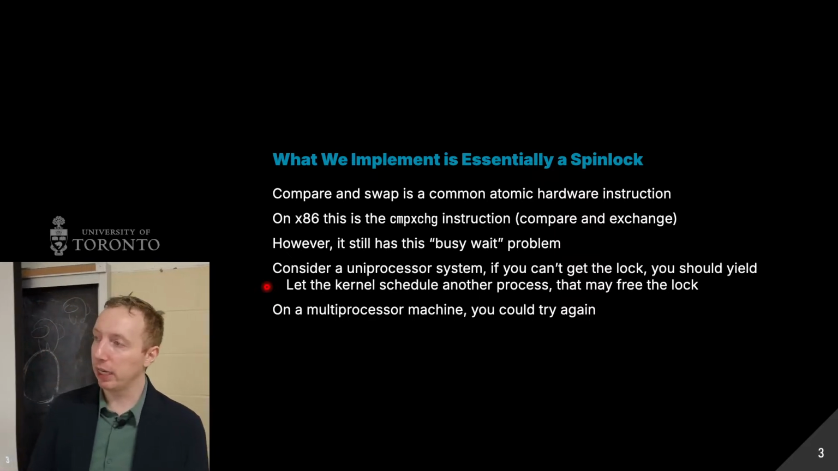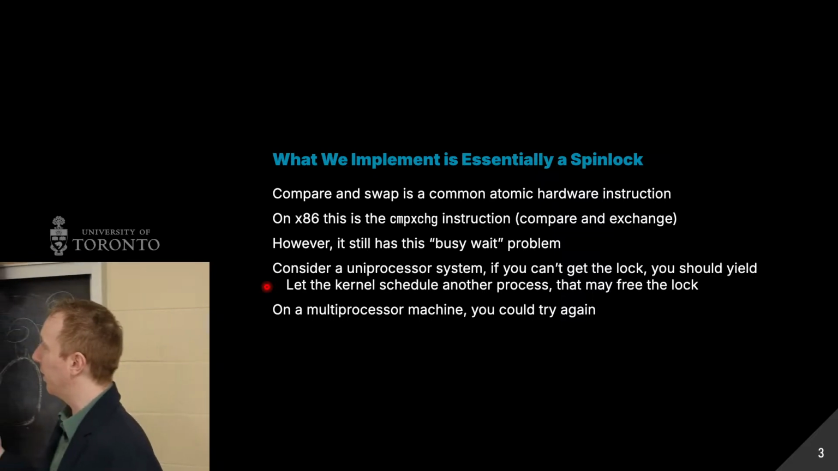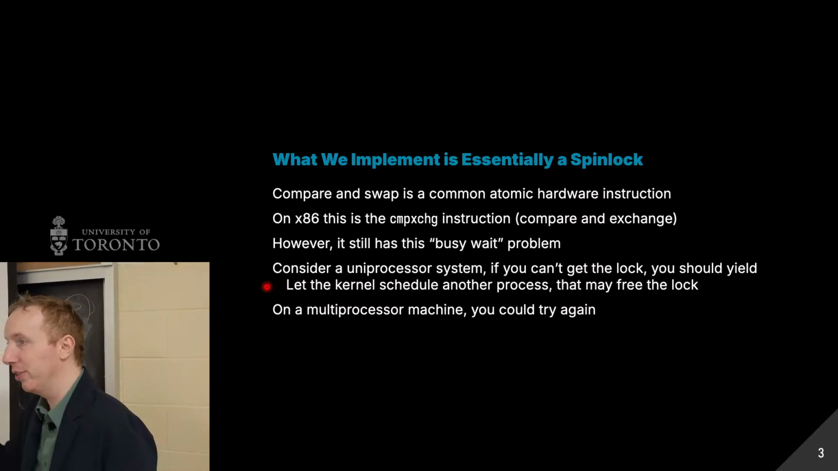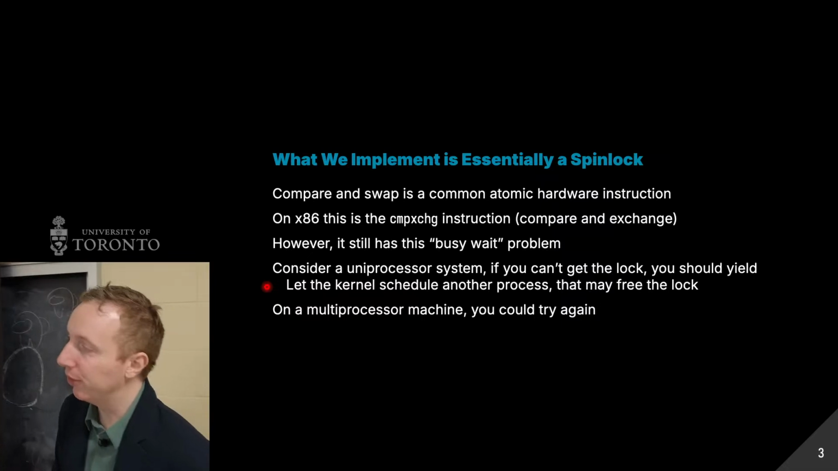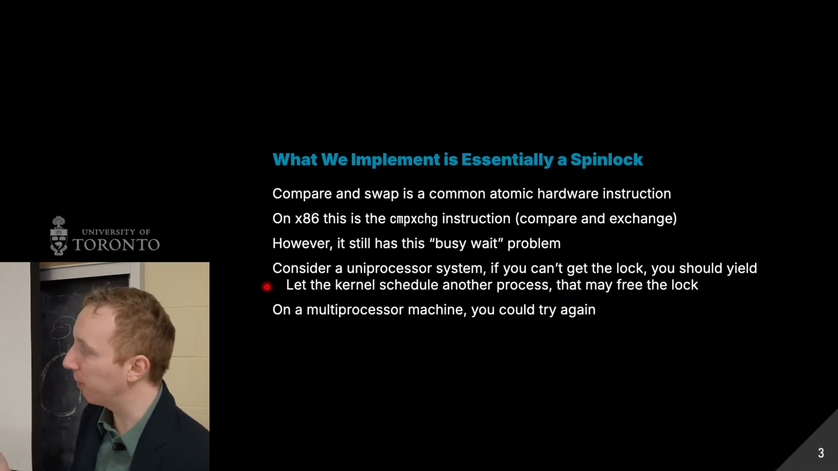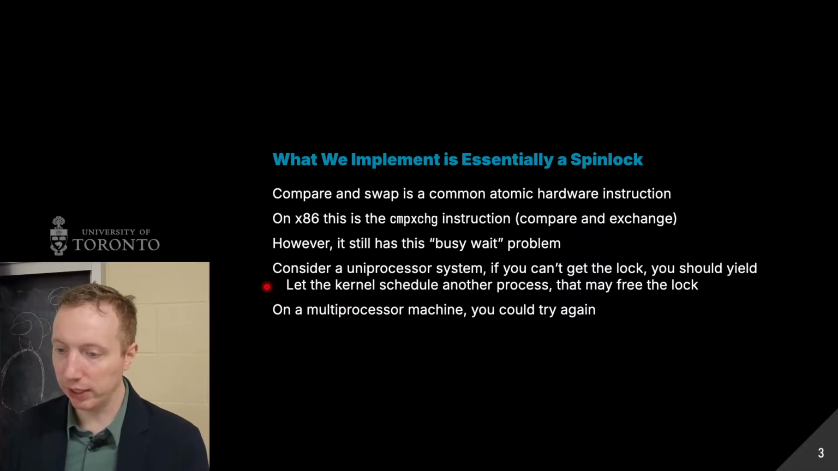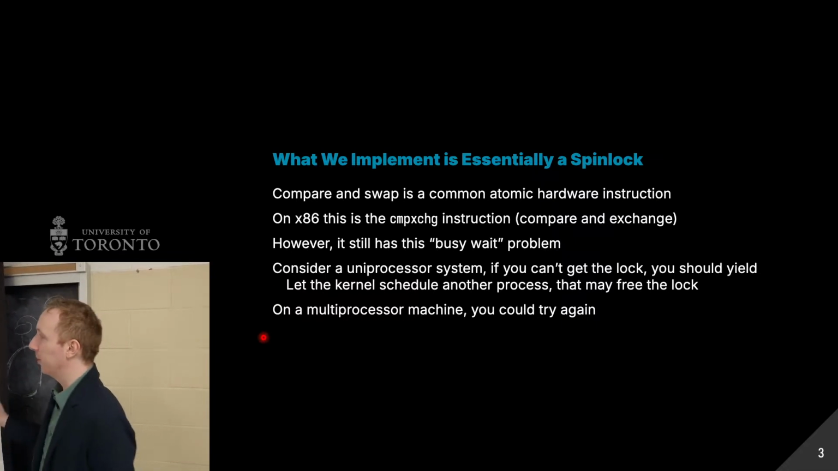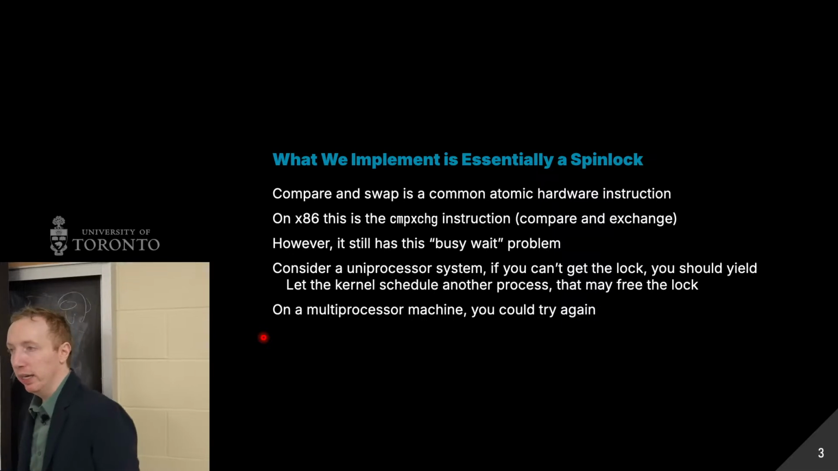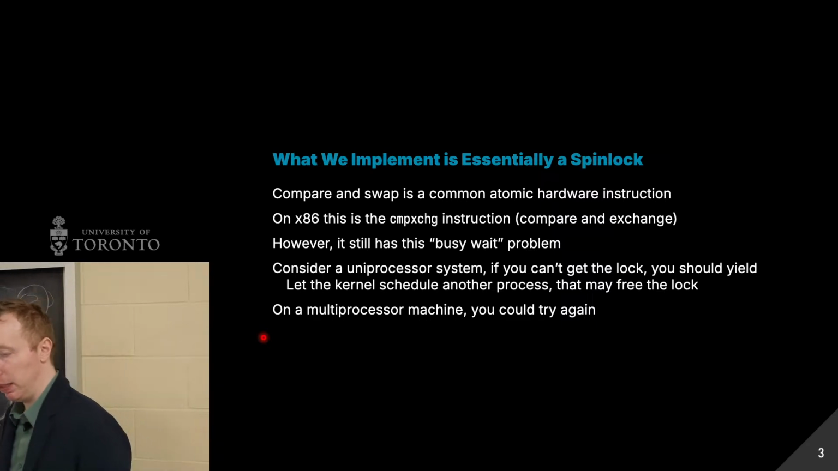If we have a uniprocessor system, something with only one physical core, then if we can't get the lock, there's no point just trying again and again and again. I should just yield. I should just give up my CPU time, let another thread make progress, and hopefully that's the thread that has the lock, and it is something that the kernel can schedule, and then it eventually calls that unlock. On a multi-processor machine where I have multiple cores, it's not as easy. A spin lock may be okay if that critical section is very short. Maybe retrying a few times isn't that big of a deal.